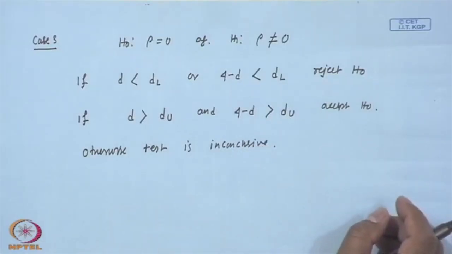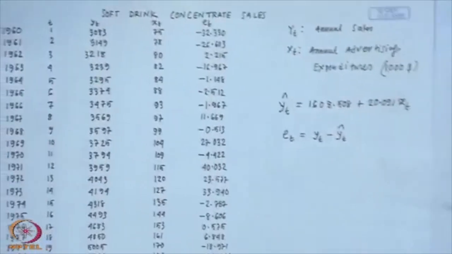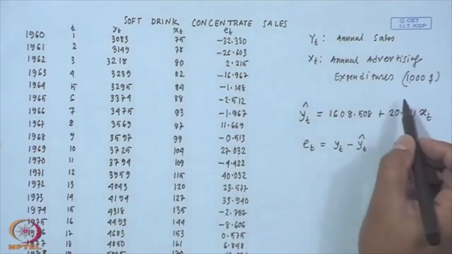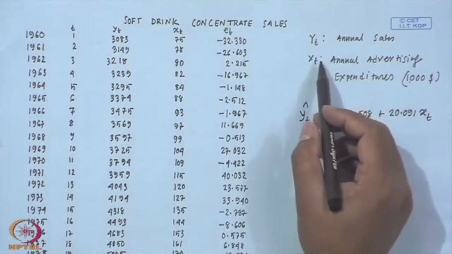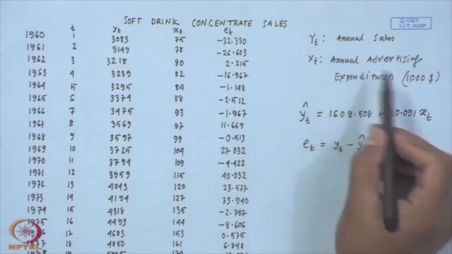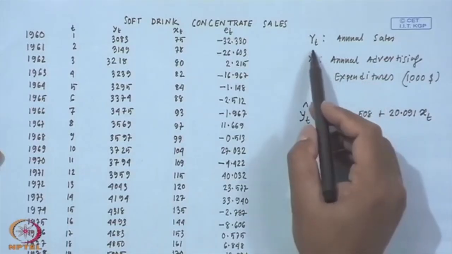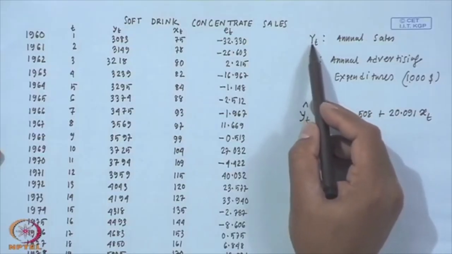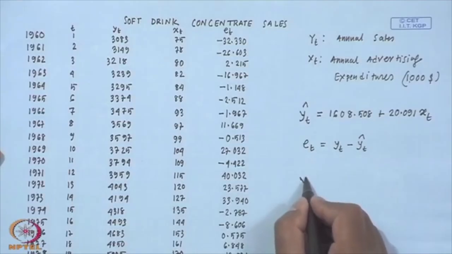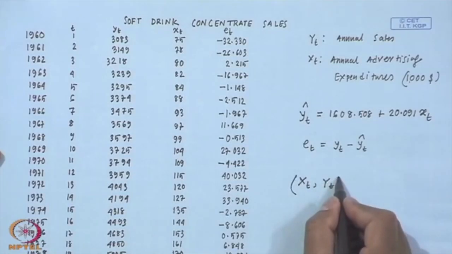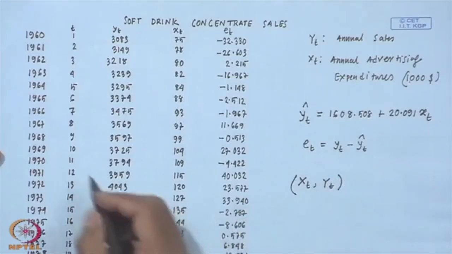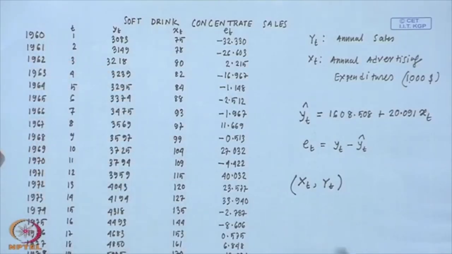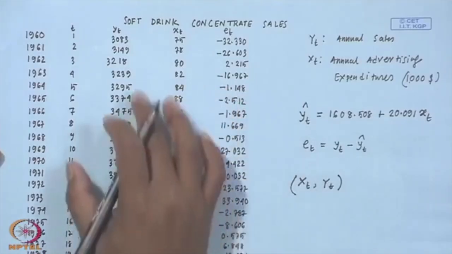Okay. So, now let me consider an example. This is the example I took in the previous class also. This is called soft drink concentrate sales. Here we have one regressor variable, that is annual advertising expenditure, X t, and Y t is annual sales. So this is the regressor variable, and the response variable is Y t. We have the data X t, Y t sequentially in time. So we have the data for 20 years, starting from say 1960 to 1979. Such data are called time series data.